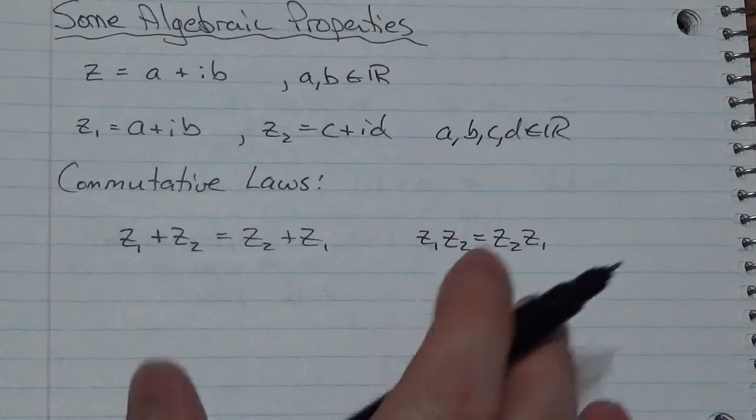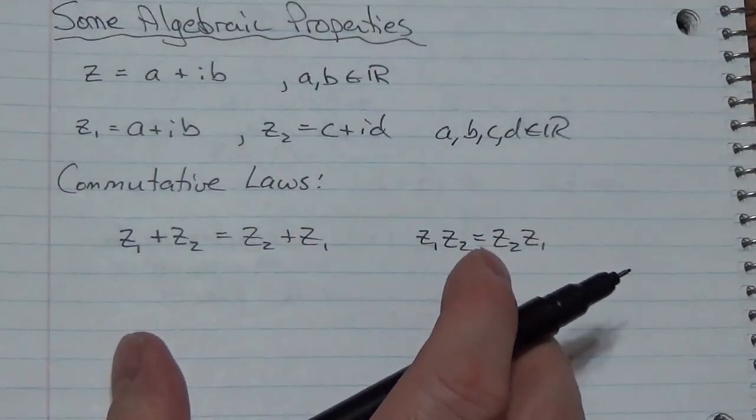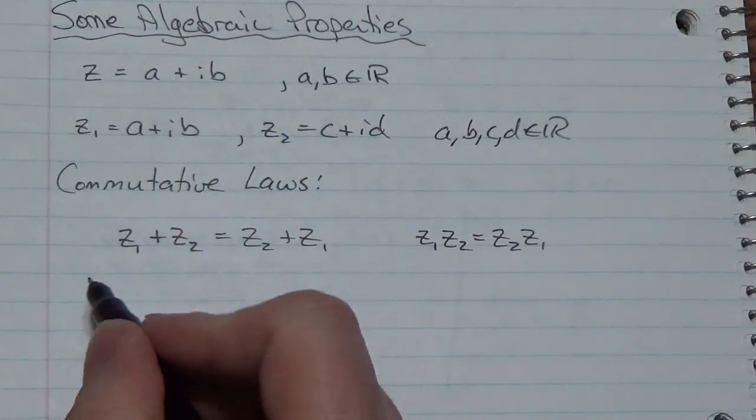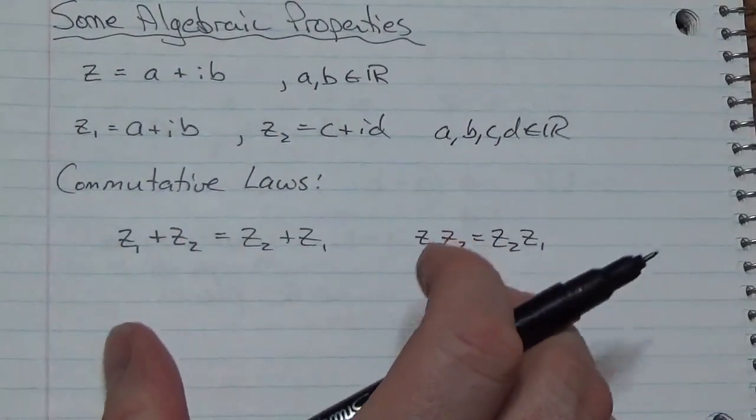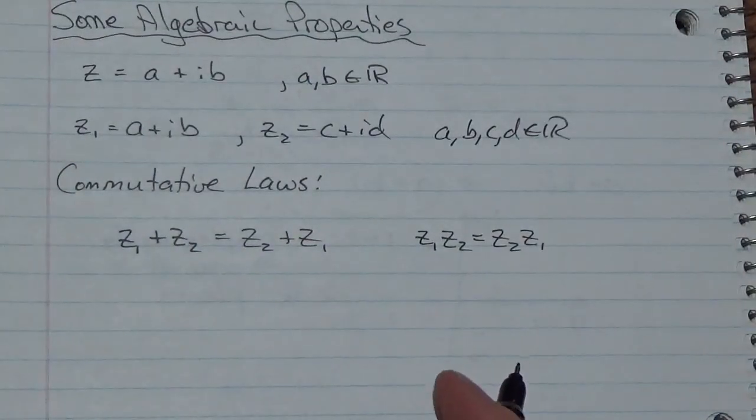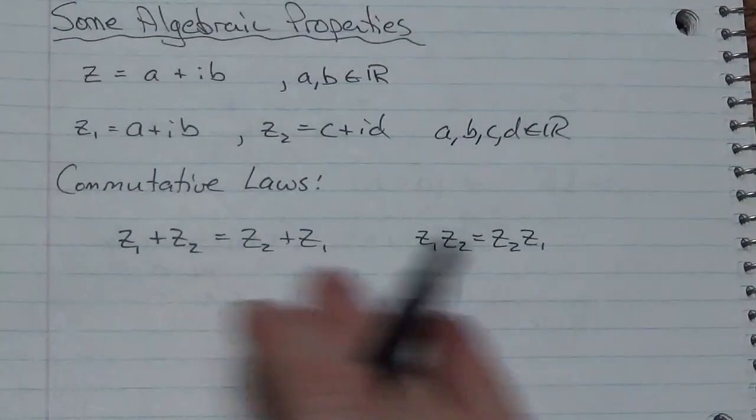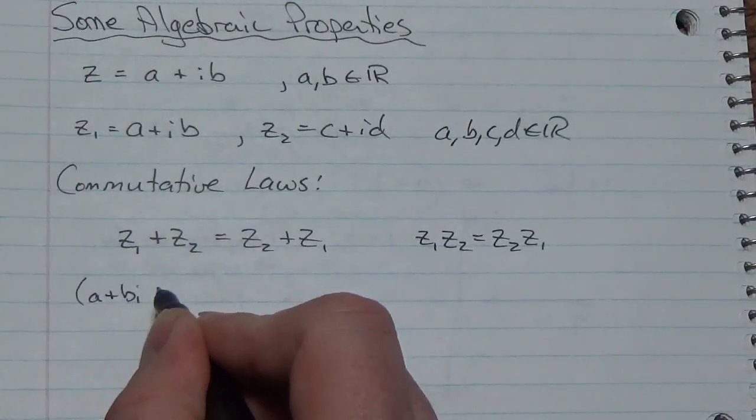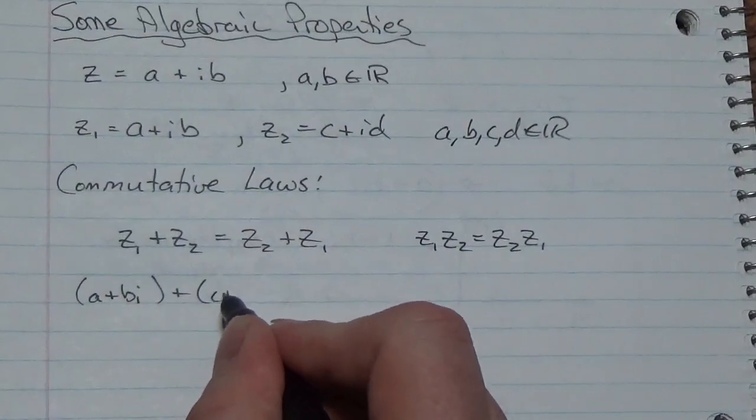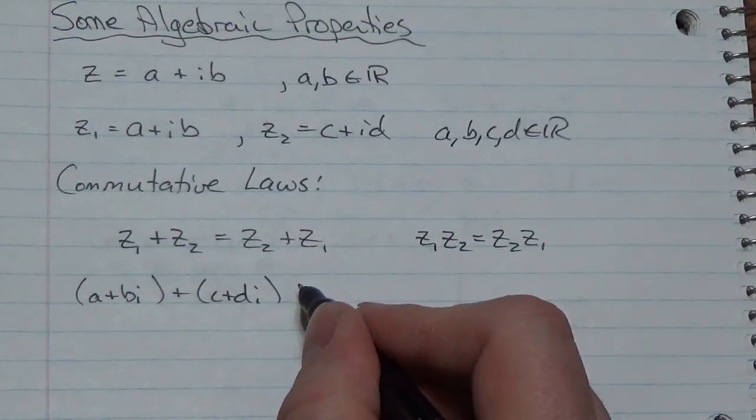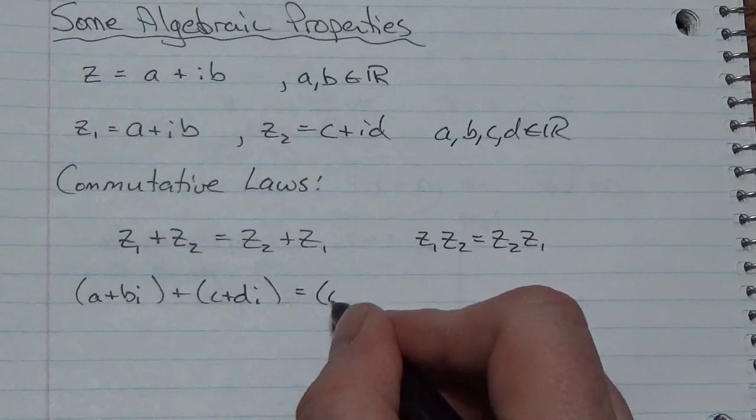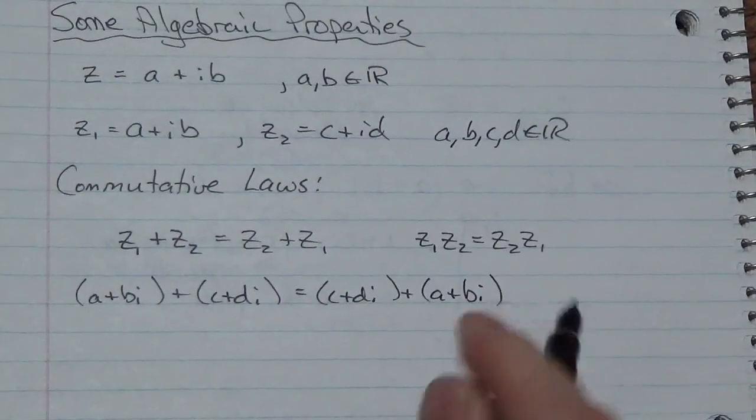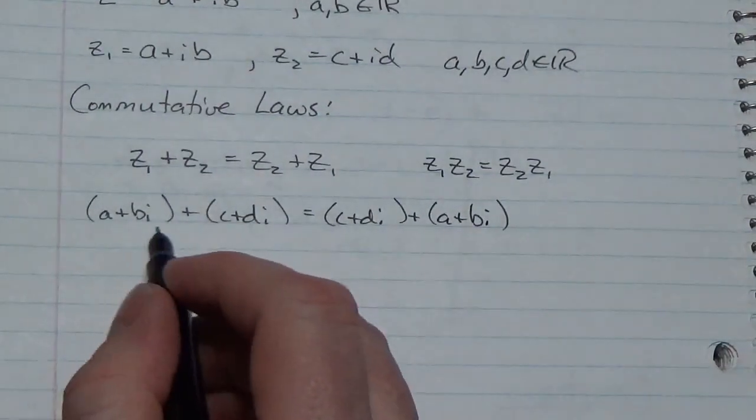Now, I want to spend a little bit of time here and go through and prove that these two are true. Then I'm going to list off a few other rules and we'll let those be, because the proofs are going to be very similar to what I do here. So what I've got here is a plus bi plus c plus di is supposed to be the same as c plus di plus a plus bi. Well, is that true? Let's take a quick look here.